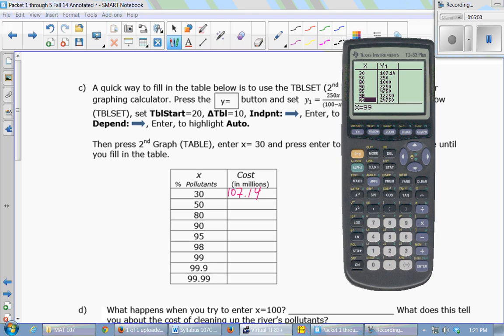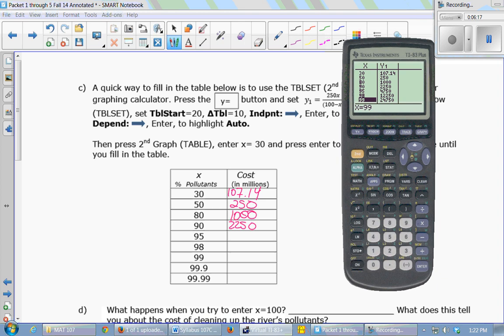107.14 million, 250 million to do 50%. 80% is 1,000 million. How much is that? A billion. 1,000 million is a billion. Yep. 90% is 2,250 million.